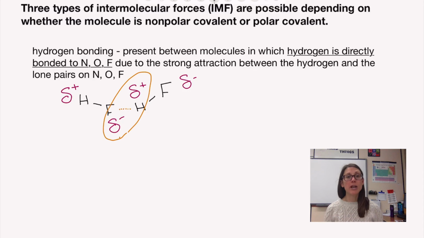You will sometimes see hydrogen bonding represented as a dashed line. Again, this is an attractive force between the fluorine with its very large partial negative charge and its lone pairs, and a hydrogen, which when it loses most of its electron density is effectively a bare proton. So you get a very strong attractive force between these molecules.